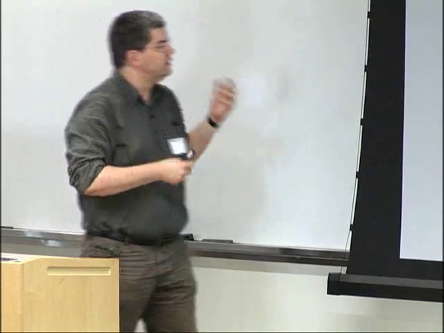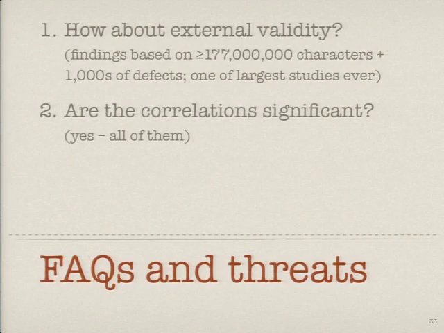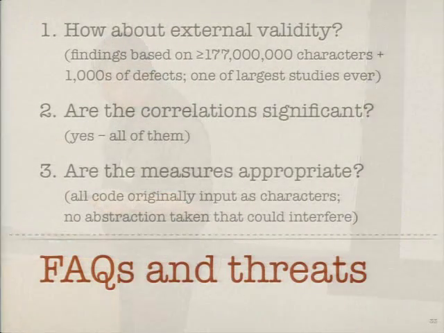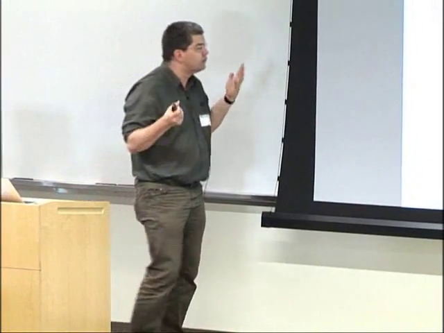Next question is about internal validity. Are the correlations that we found statistically significant? And all of them are. All of them are statistically significant. We put them to the test. And the last question, of course, is about construct validity. Construct validity means: are the constructs that we build actually appropriate? And the good news about this work is there is no construct. There is no abstraction such as making a model of the process or making a model of the program or anything. We just look at the basic stuff, the characters that are in there. And there is no construct, no abstraction from our part that could possibly have interfered with that.